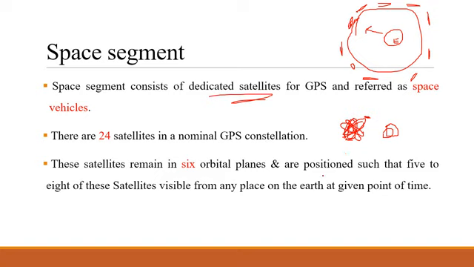They are positioned such that 5 to 8 of these satellites are visible from any place on the Earth's surface at a given point of time. These satellites, for example satellite 1, satellite 2, satellite 3, satellite 4, and satellite 5 to satellite 6, are positioned so that the position of a GPS device on the Earth's surface can easily be traced. I hope you understood this point.